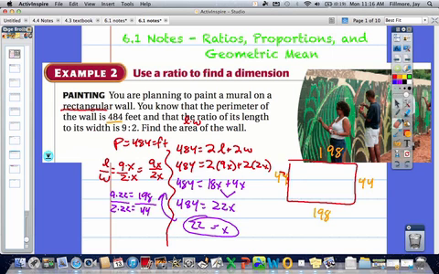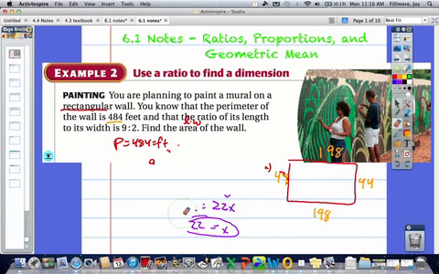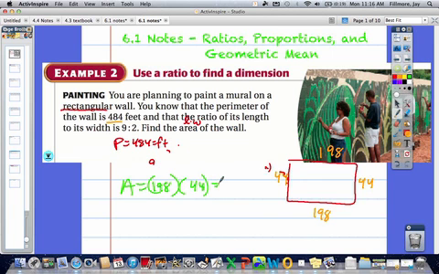But for this problem, we're not asked for the length and the width, we're actually asked for the area. So to find the area, we're going to multiply 198, my length, times 44, my width.